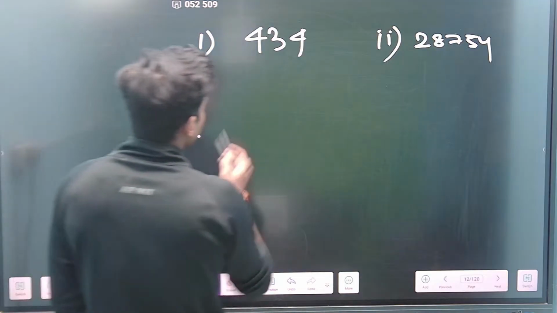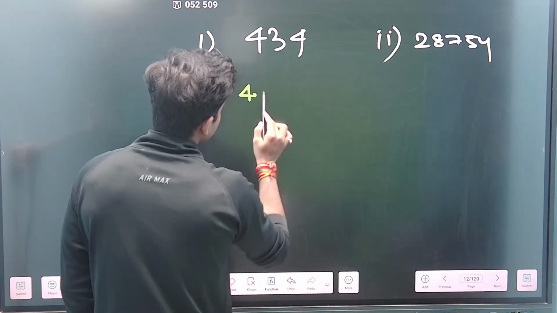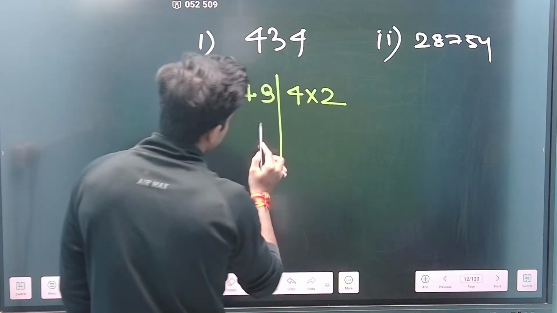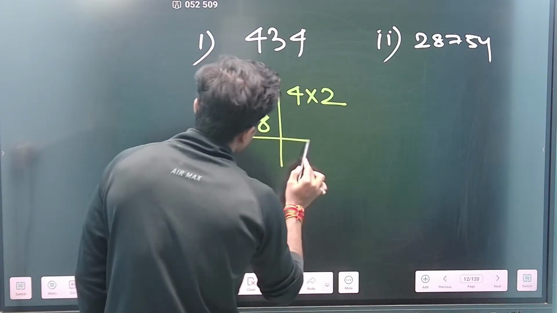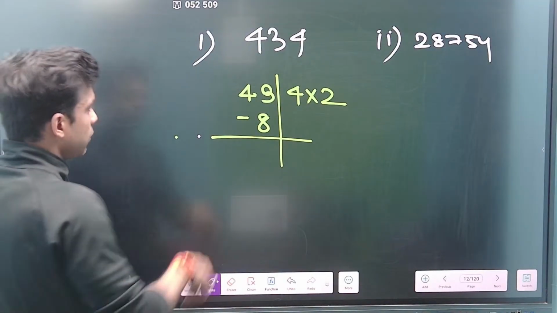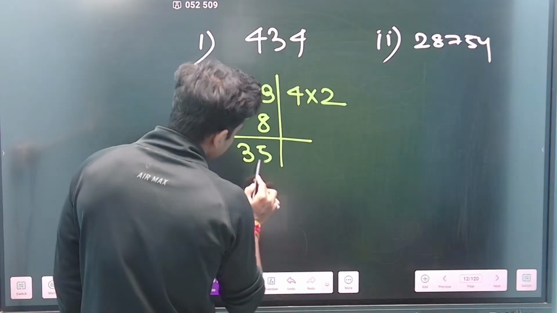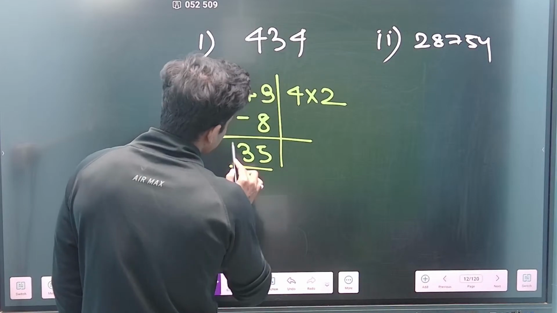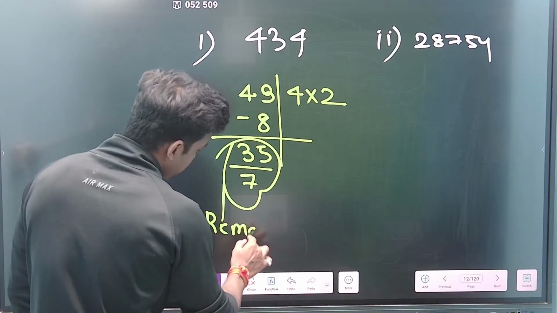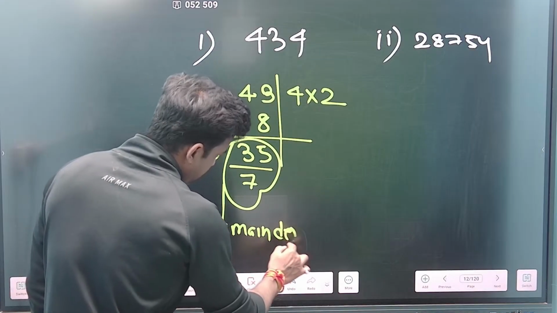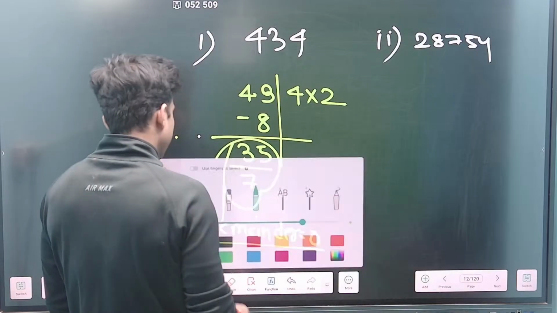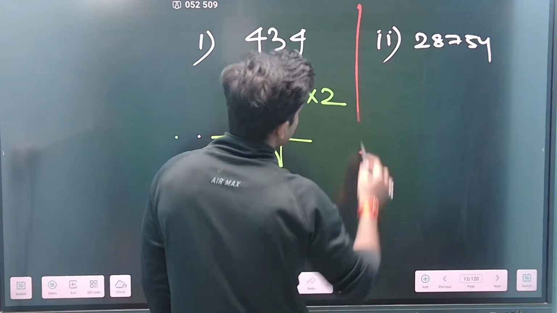So if I am talking about 434, now make this 4 out of the box, multiply it with 2, and subtract from here. Now 43 minus 8 is 35. So I know now that 35 is divisible by 7. If 35 is divisible by 7, then the remainder is 0. Correct, no? This is how I can understand. Let's come to the second part.